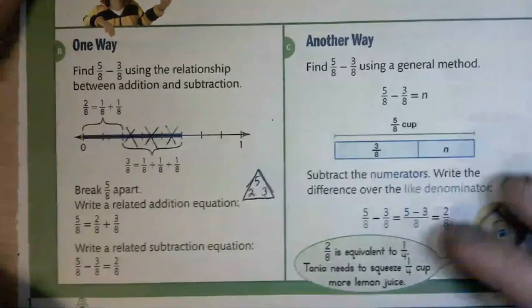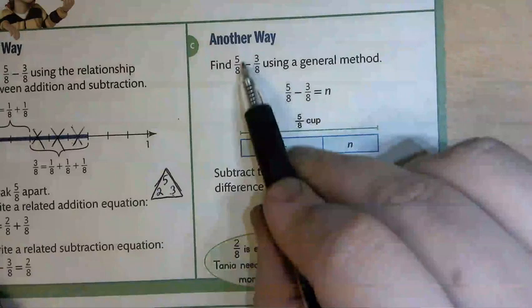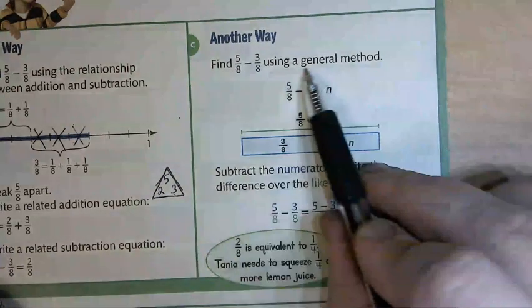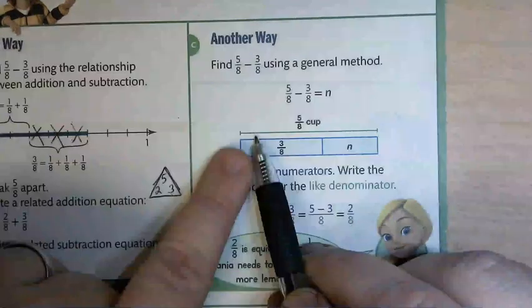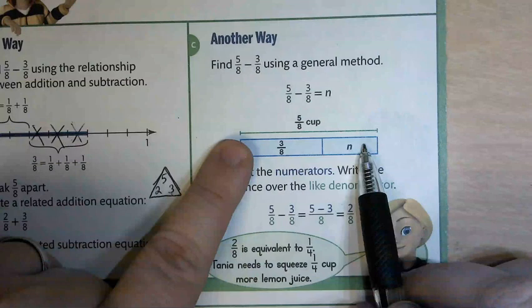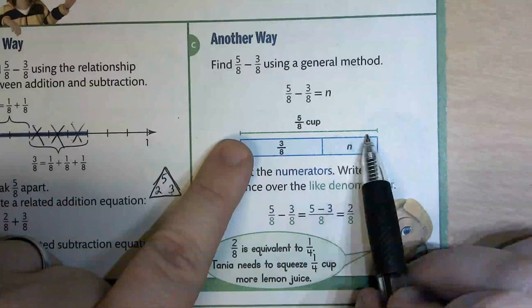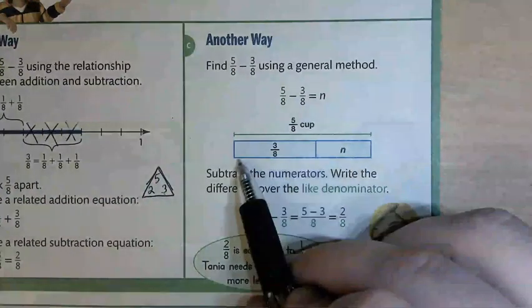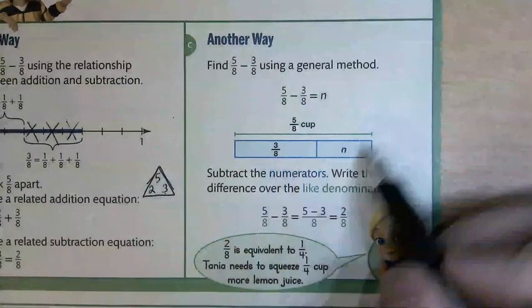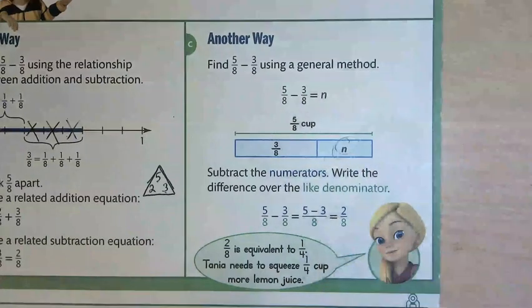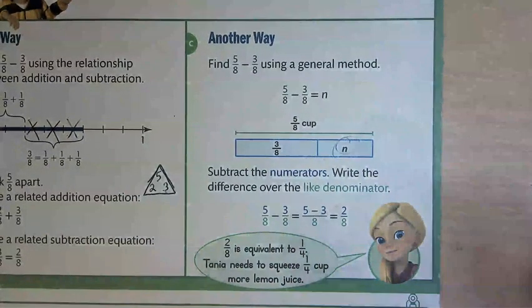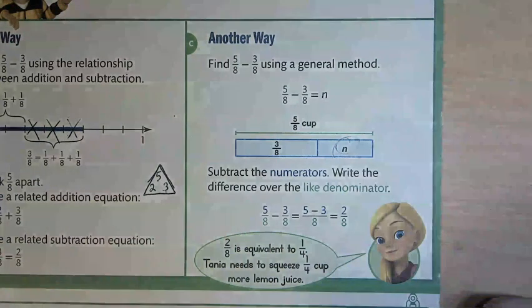For box C, it says find 5/8 minus 3/8 using a general method. For this one, instead of making it one whole, we're saying this is how much we are starting with, which is 5/8 all the way across. Now our 3/8 is going to cover this part, and we're looking for this right here. What is the new numerator? And this n right here, that's all that means. Numerator. That's what we're trying to find.